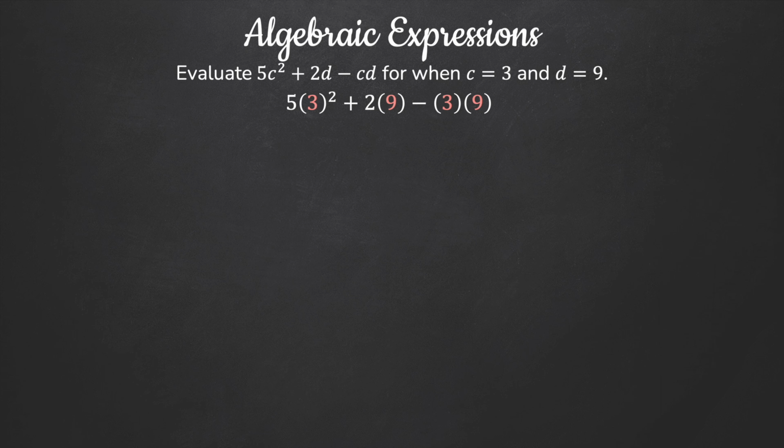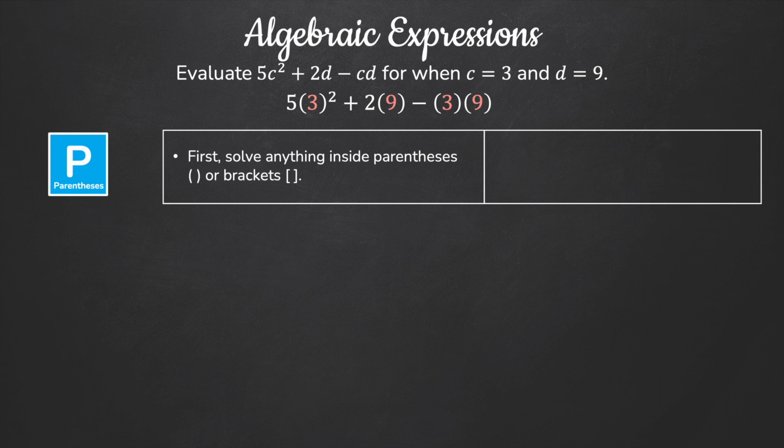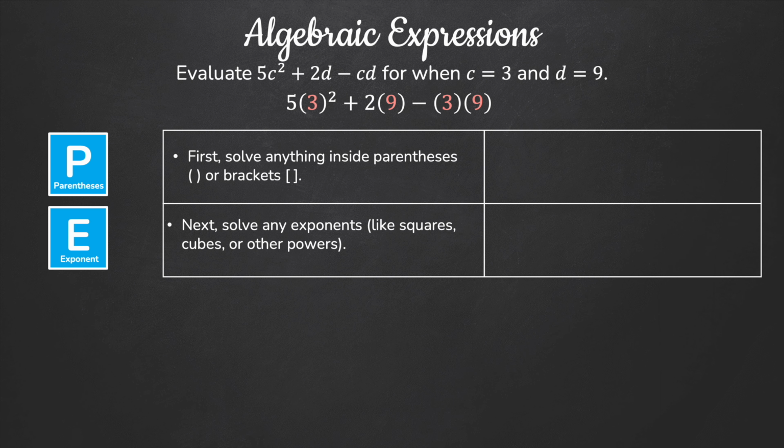Now we're going to use order of operations to help us evaluate this expression. So, first thing we're going to look for is parentheses. And in this case, we do have parentheses, but everything that's inside the parentheses is by itself and cannot be simplified further. The next thing we're going to look for is exponents. And in this case, we do have an exponent. We have 3 squared. 3 squared is the same thing as 3 times 3, which is equal to 9.